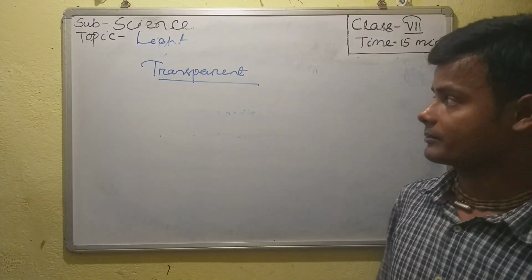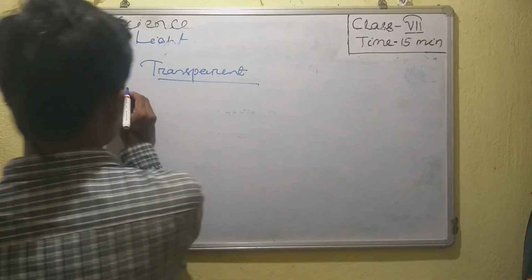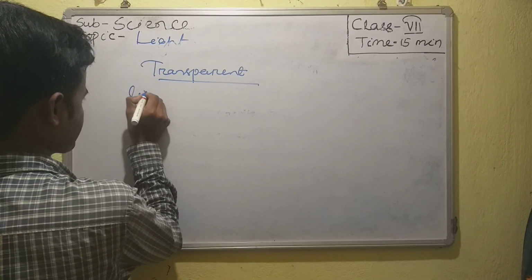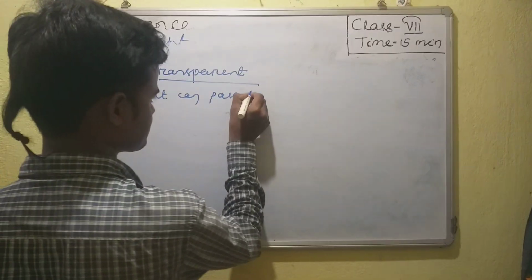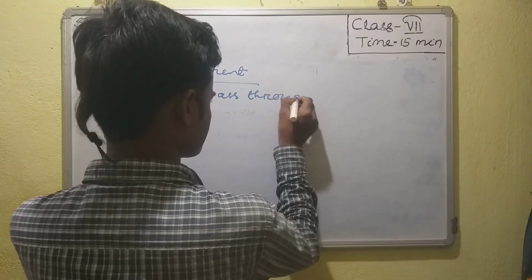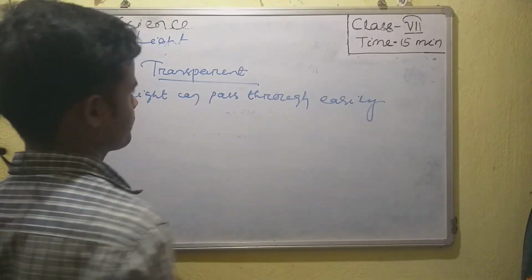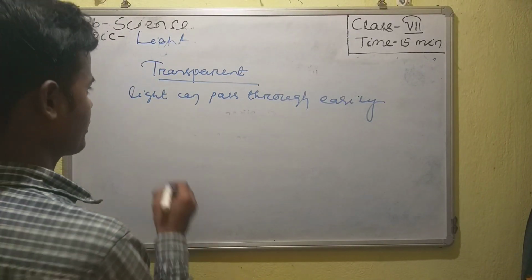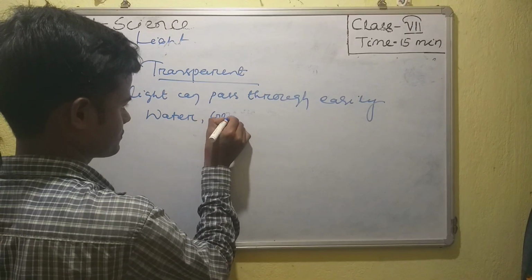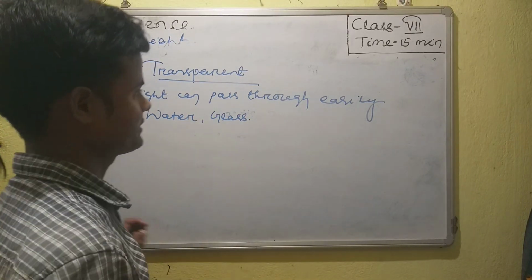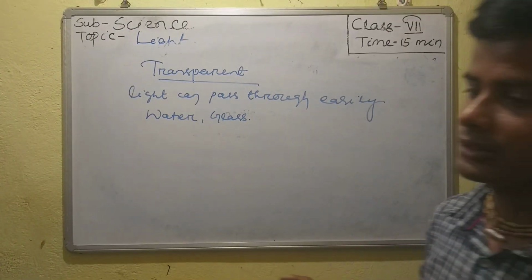Transparent means the objects through which light can pass easily, right? So that type of object is known as a transparent object. That is water, glass, right? These are transparent objects because in these objects light can pass through easily.